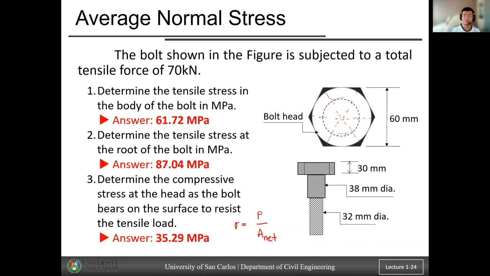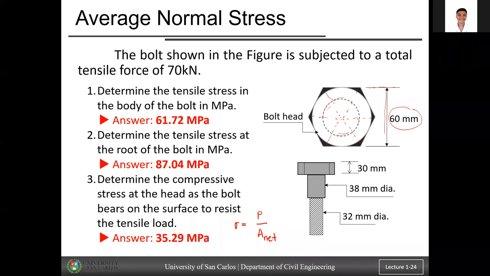But I think the 60 millimeter is like the outline of the bolt, right? Yes, the 60 would be used for the determination of the area of the hexagon. Okay, sir. But in that case, 38 is the one we subtract, sir.